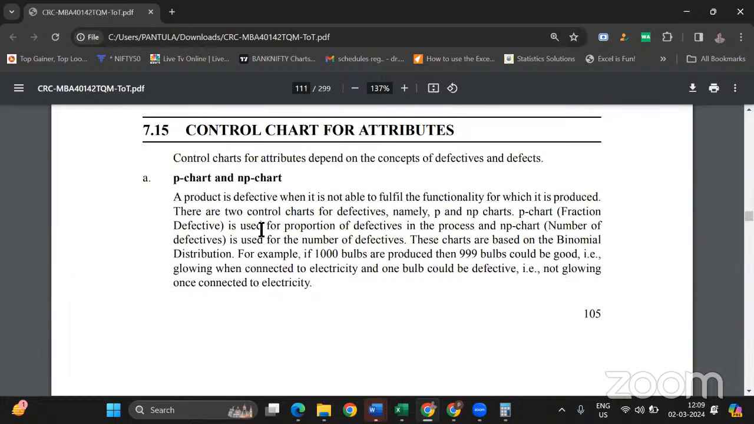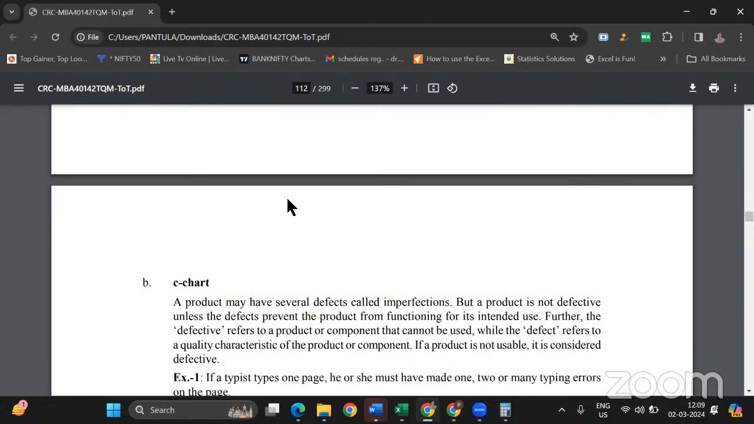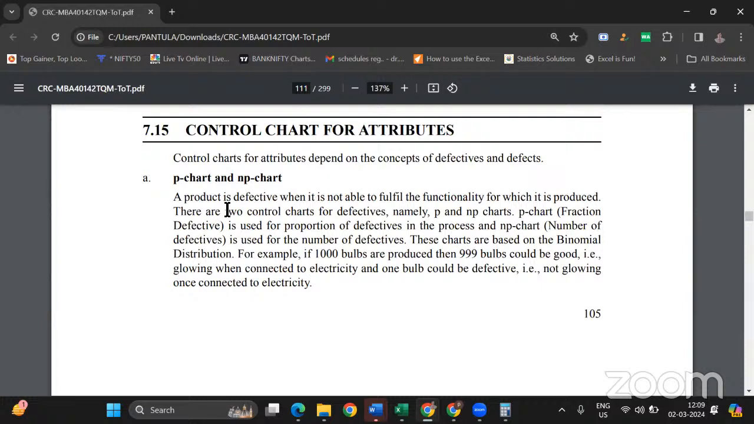Next, control charts for attributes. That is the P chart and NP chart. What do we mean by a P chart? A product is defective when it does not fulfill the functionality for which it is produced. Two control charts are used for defectives, namely the P and NP charts. The P chart is the fraction defective.